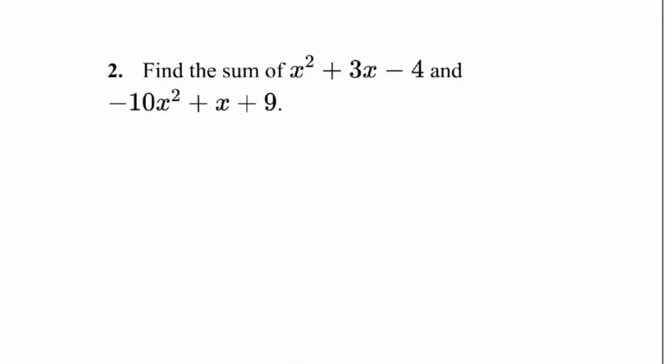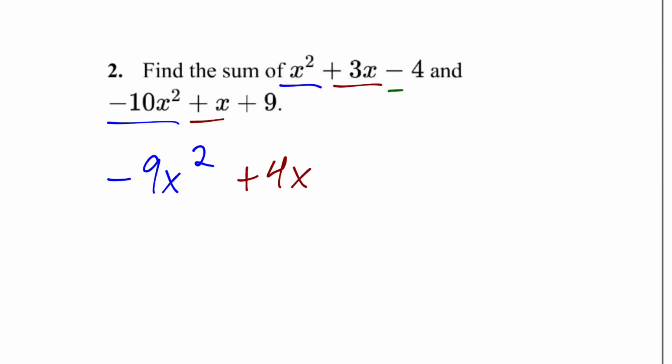Sum means add, so I'm looking at my x squared terms first. This is 1 minus 10, negative 9, x squared. Next I look at my x terms. Plus 3 plus 1, that's going to be plus 4x. Finally, I look at my numbers. That's 9 minus 5, or plus 5.